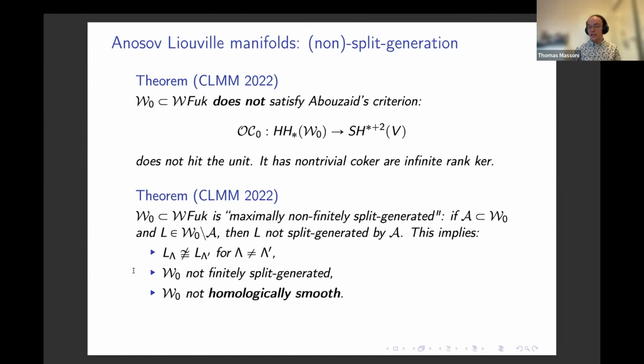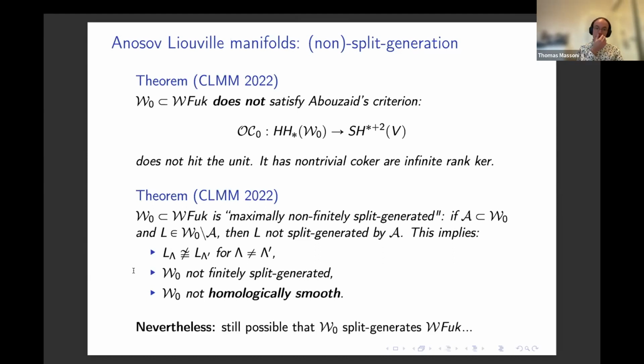So homological smoothness is a very nice property, the definition is that the diagonal bimodule is split generated by unit modules. So, I mean, if you don't know what it means, it's not very relevant, but I should say that for Weinstein domains, it's known that the wrapped Fukaya category is homologically smooth. And so this situation is extremely different from the Weinstein situation.